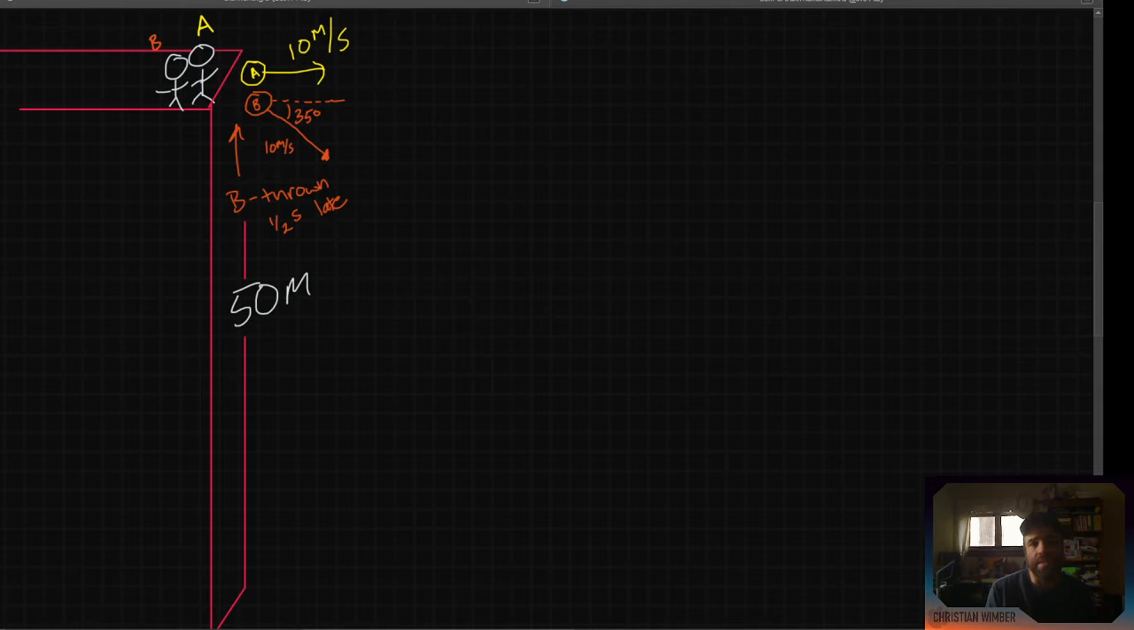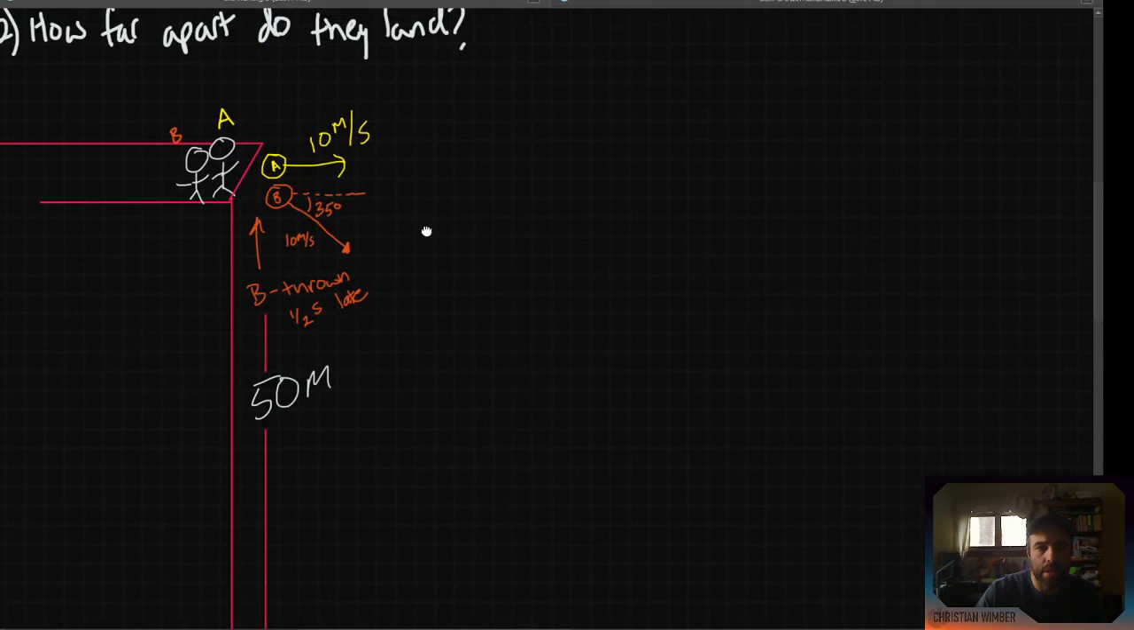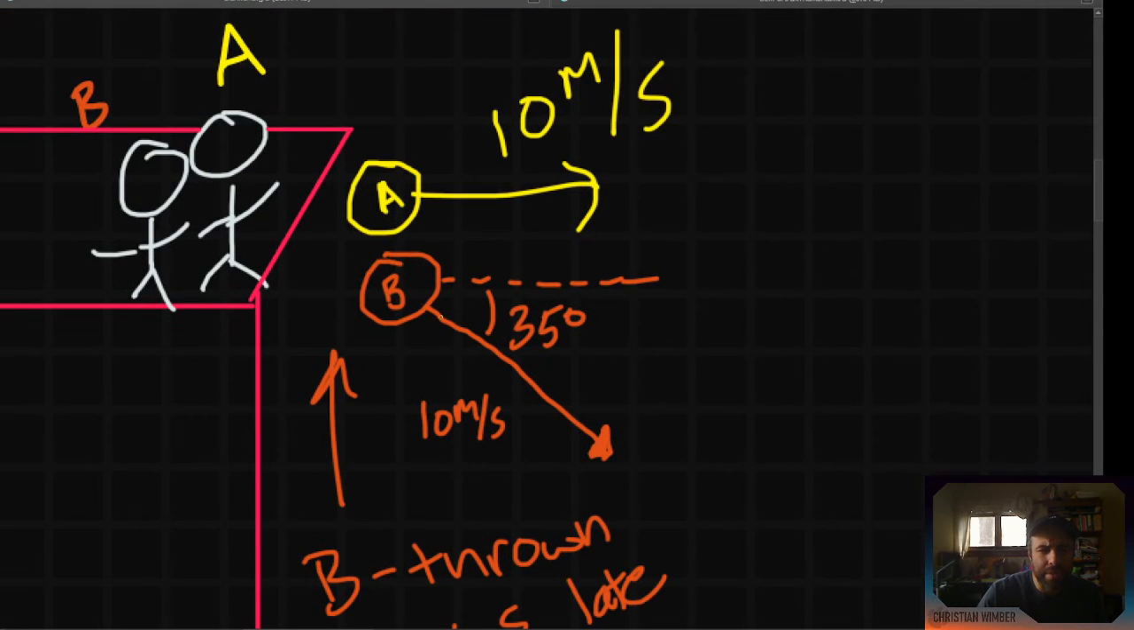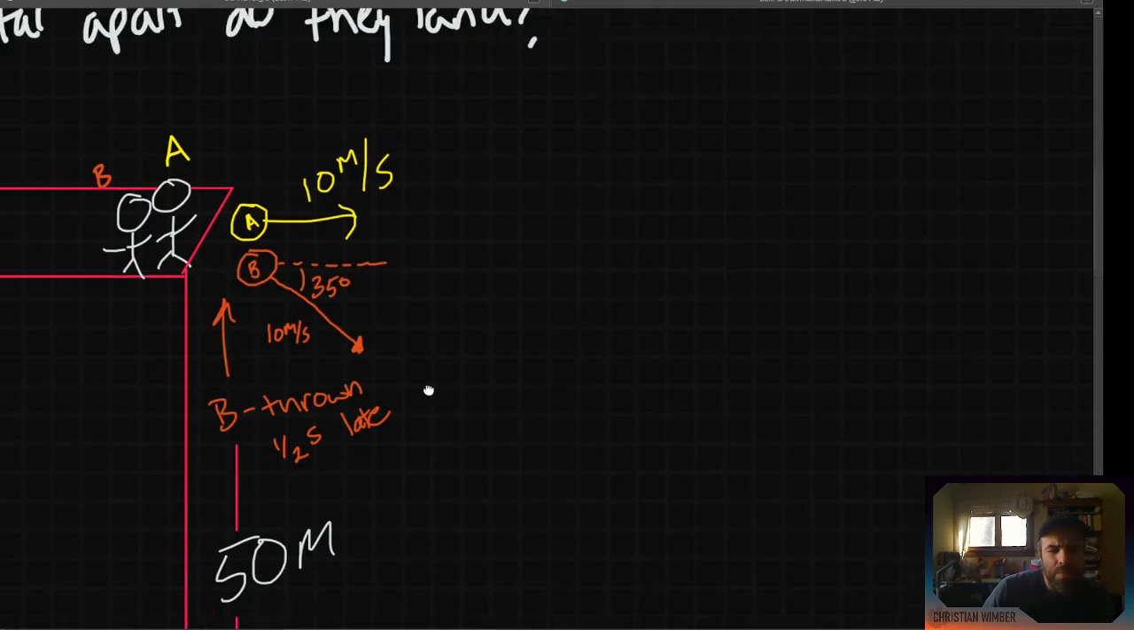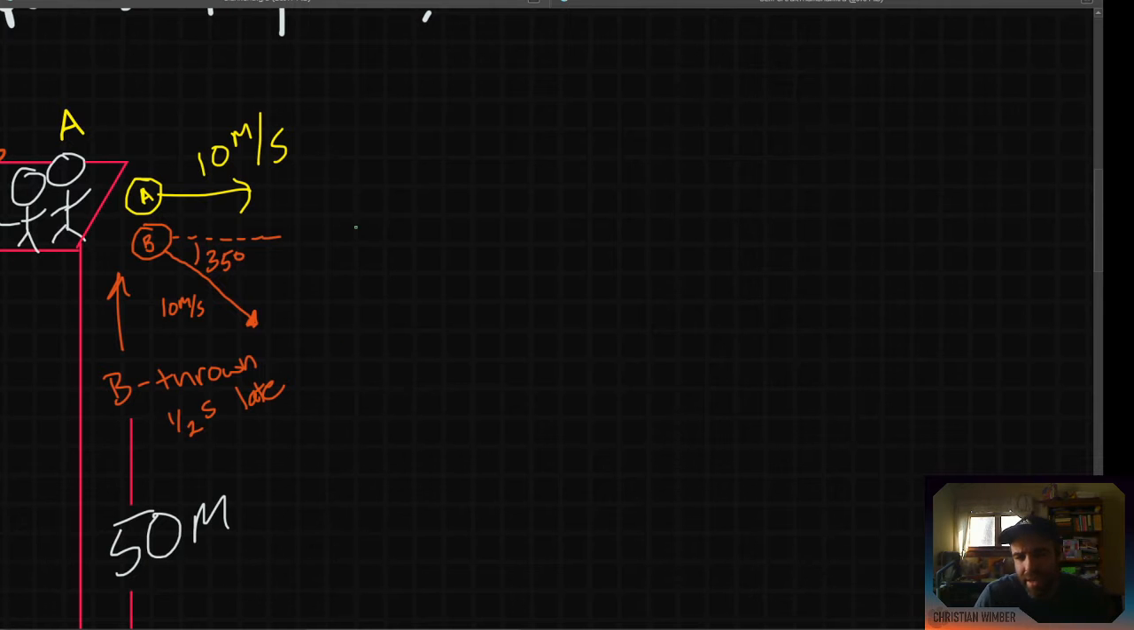Person B does the same thing, but they don't throw it straight horizontally. They throw theirs down at a 35-degree angle. So you see right here, person B's is going downwards. It's still 10 meters per second. One more little wrinkle here. Person B throws their balloon half a second behind person A. So person A throws it, then person B throws it.